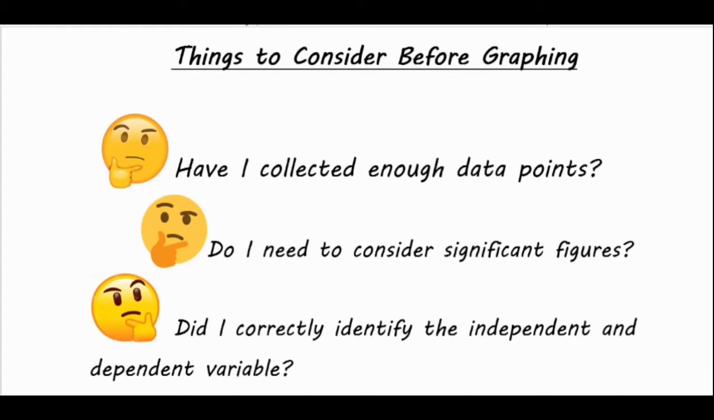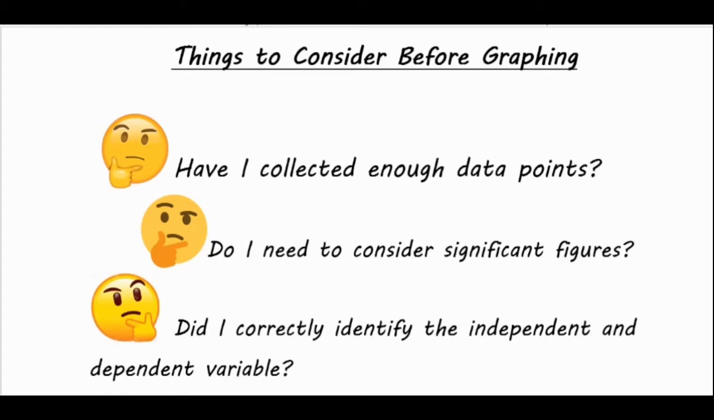So first of all, have you collected enough data points to be able to define a relationship or draw a conclusion? Second question, do I need to consider significant figures? That kind of depends on the level of experimentation you're doing or your teacher's preferences. As a quick rule of thumb, whichever value that you collect from the lab that has the least amount of significant figures, that's the amount of significant figures you want to report out.